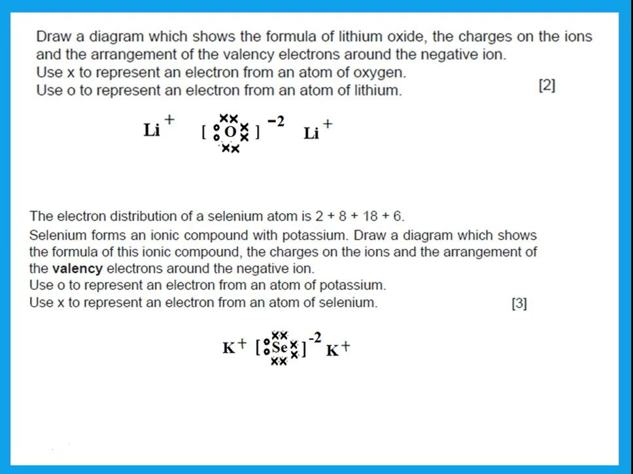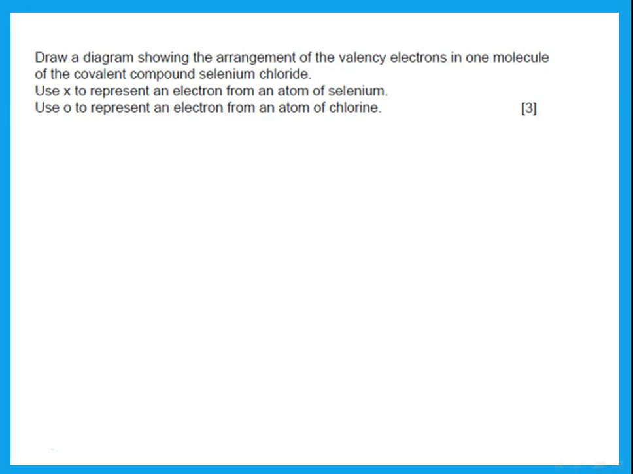Outermost shell. So selenium has 6, that means it needs 2. Each potassium can give only 1, and that means I need 2 potassium ions. When they lose 1 electron each, they get a positive charge, and the selenium will gain 2 electrons, so it now has 2 negative charges.